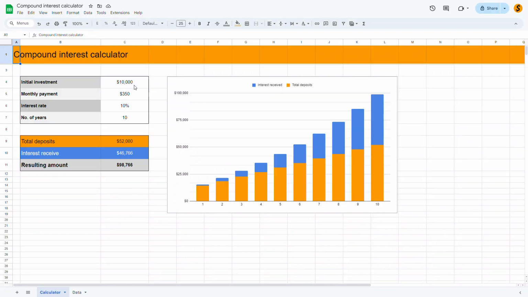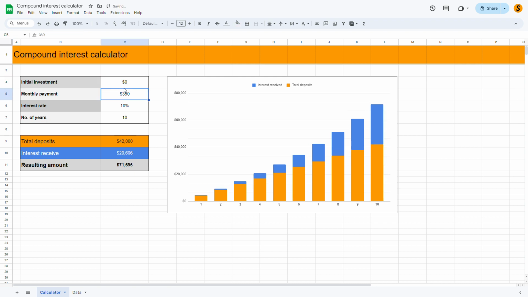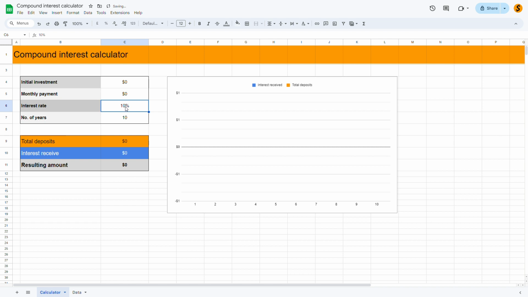I enter the known values in the table. One-time deposits $0, monthly deposits $0. The appreciation is 10%, the investment horizon is 10 years, and now I'm just looking for the amount to add to initial investment for our goal of $100,000.